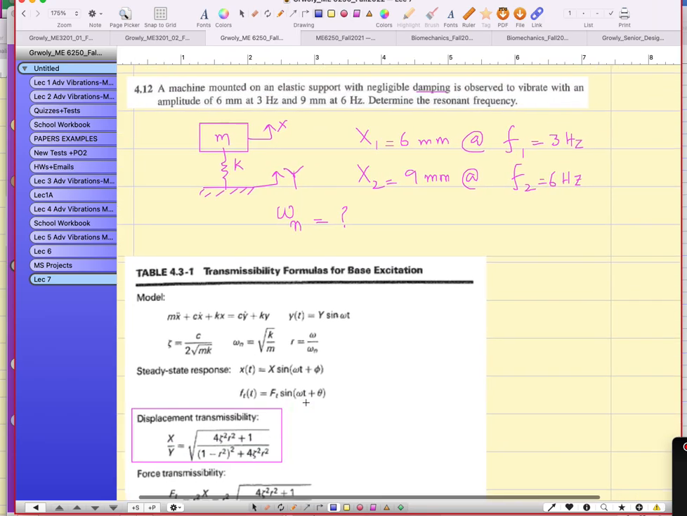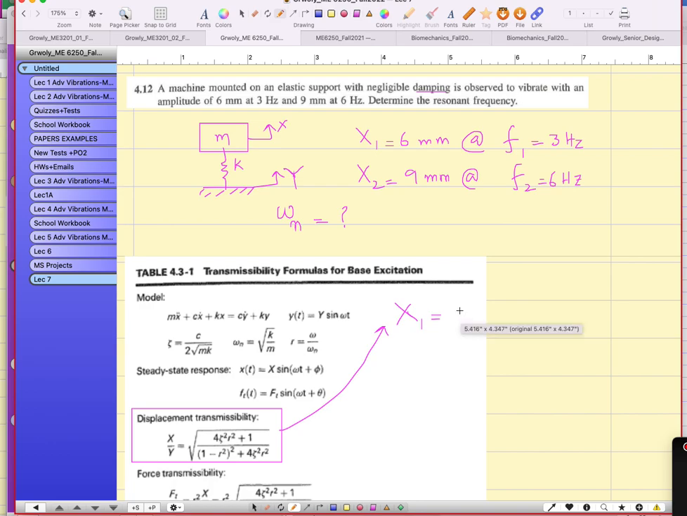So in our case, when the machine vibrates, the amplitude of the vibration is x1 and x2, so you see that I can use this formula here. X1 equals Y, and over here it is zeta. In our case it is 0 because it says negligible damping. So I can rewrite this same formula as 1 over 1 minus r squared whole square, correct?